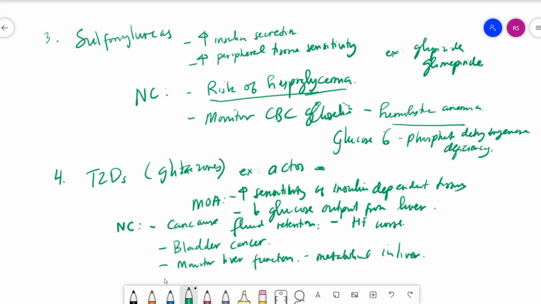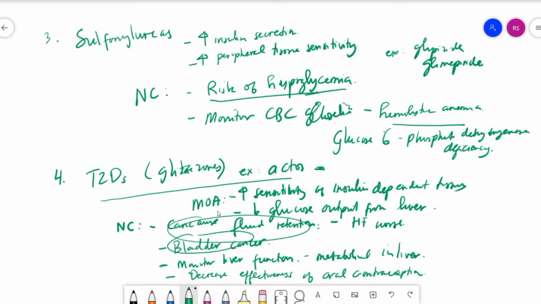And I want to tell this to female patients who are on oral contraceptives because they probably need to change to other kinds of contraception, because this one will decrease the effectiveness of oral contraceptives. I don't see this used as much because of this, especially the bladder cancer and the heart failure. As you know, patients with diabetes tend to have hypertension that can lead to heart failure. I don't see this drug prescribed as much, but it's just good to know.